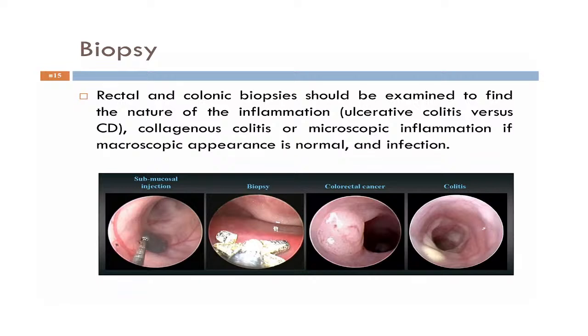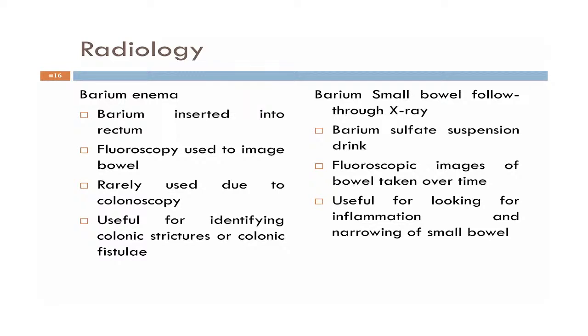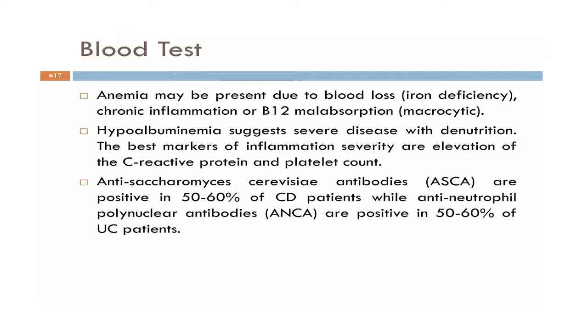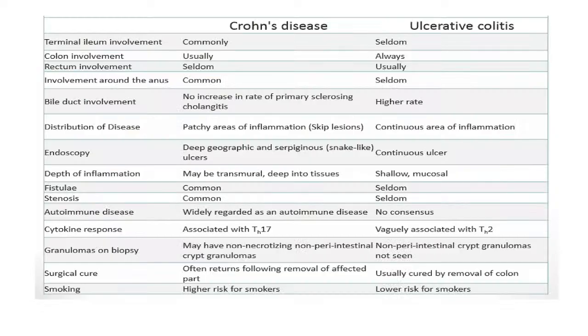Then you can do a rectal biopsy and get a histological confirmation. Then we have blood tests, which include tests for anemia, hypoalbuminemia, CRP levels. All these can be done. Then there are certain antibodies such as ASCA, which is positive in Crohn's, while ANCA is positive in ulcerative colitis. Then you need to know the differences between the two.